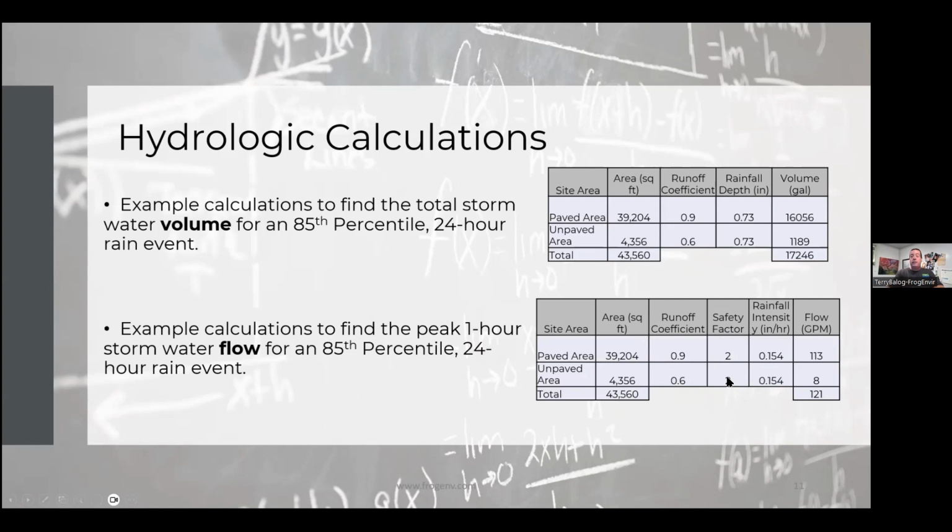You have to add a safety factor of 2. And then you have your rainfall intensity per hour, and that in turn will give us a GPM. So for this same facility, you're at 121 gallons per minute of flow, or 17,000 gallons to treat. So it just depends on the way you go with the calculation.